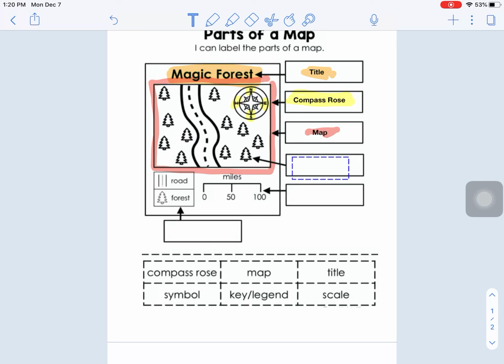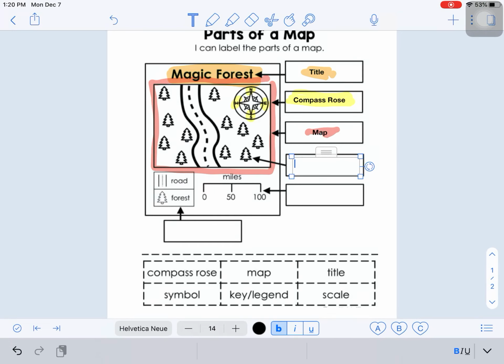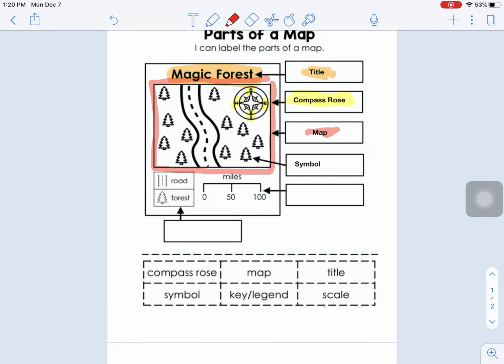Let's look at our next one here. It's pointing to a small tree. Do you remember what that is called? This is called a symbol. Hopefully you got that one right. So just our little trees here, all over our map, are the symbols right here.